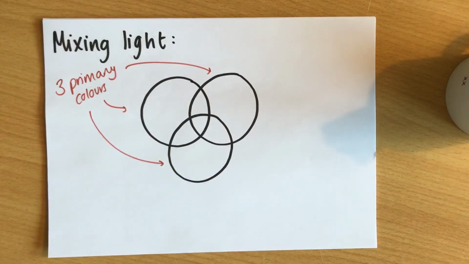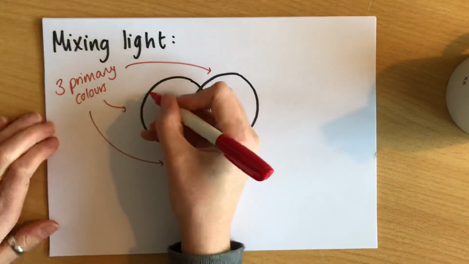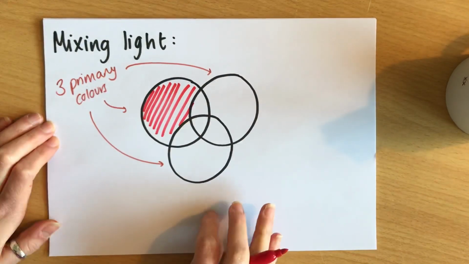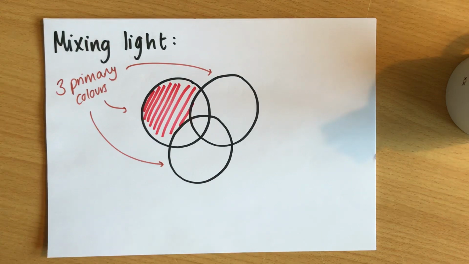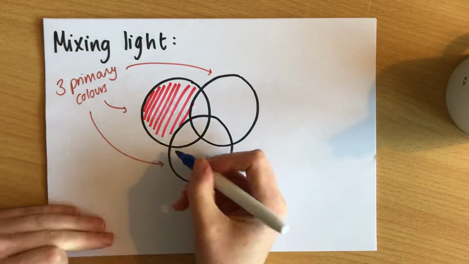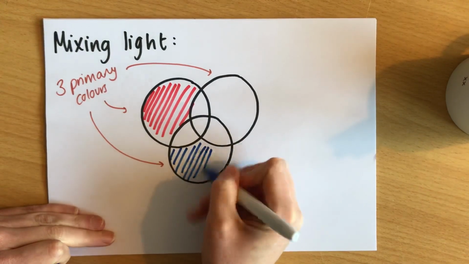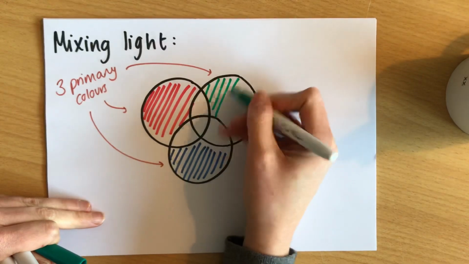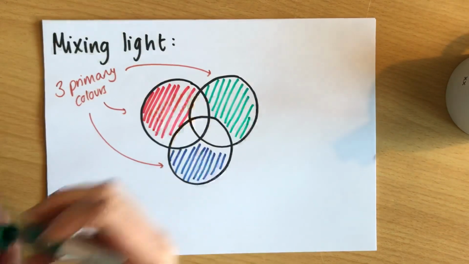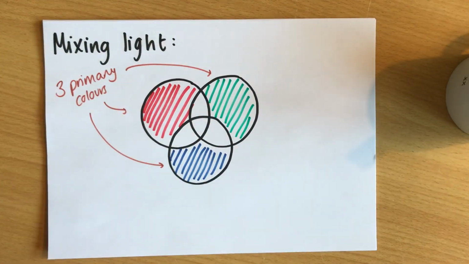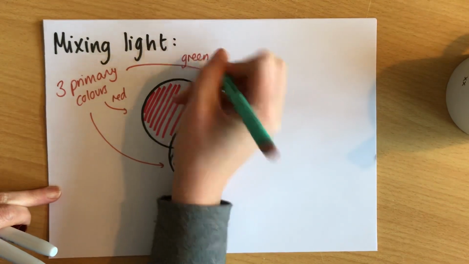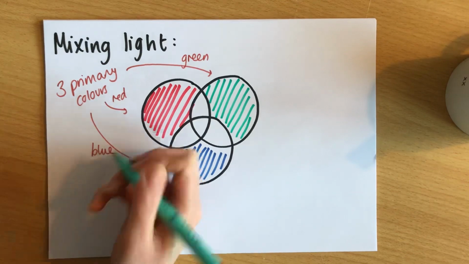In light it's a little bit different. 2 of them are the same. We do still have red. So red is one of the primary colours of light. We do still have blue, but our other primary colour isn't yellow, it's actually green. So that's a bit of a difference. So the primary colours of light are red, green and blue.